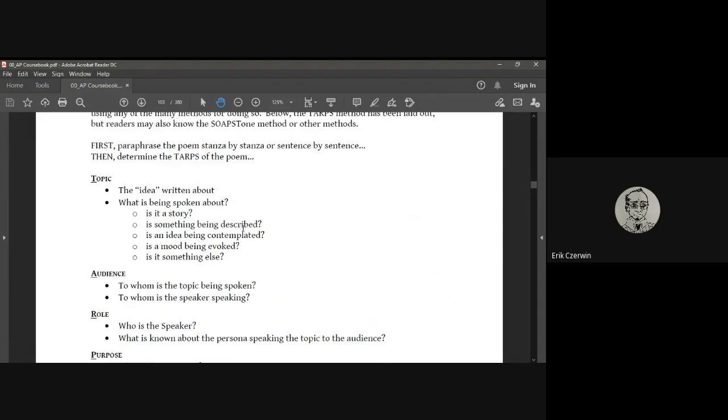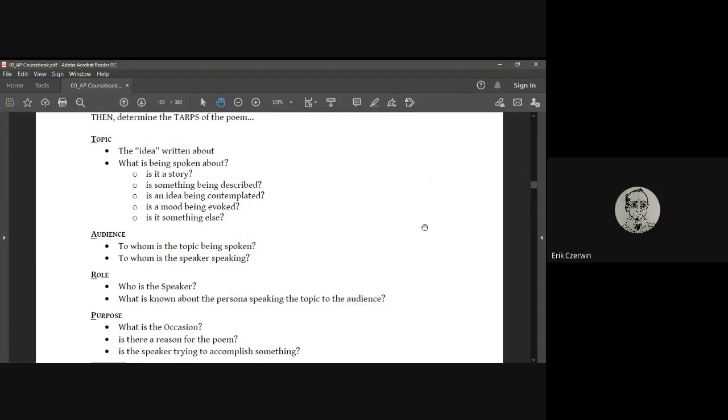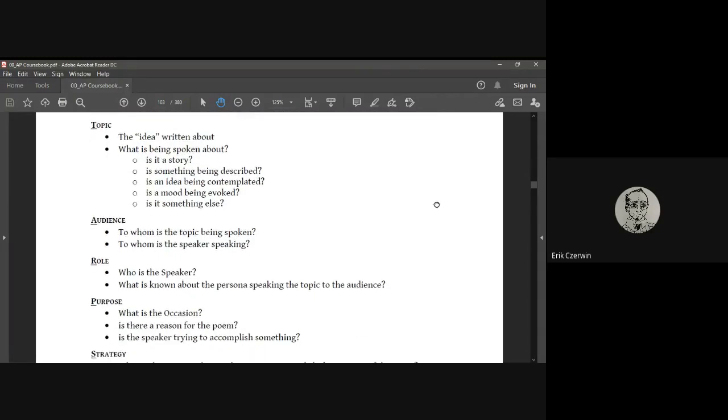So what is TARPS? Well, TARPS is topic, audience, role, and purpose. If I scroll down just a little bit, I can get it all in there on the screen. So the topic is literally just what is being spoken about. After we read a poem, we should be able to say, oh, it's a poem about dolphins, or maybe like Ode to Autumn that I've already read a couple times, it's about autumn. That's good enough.